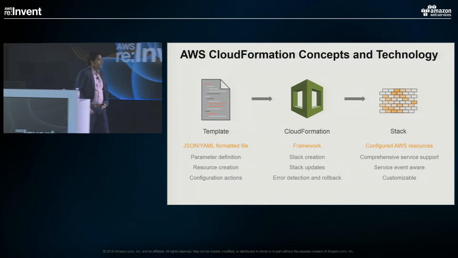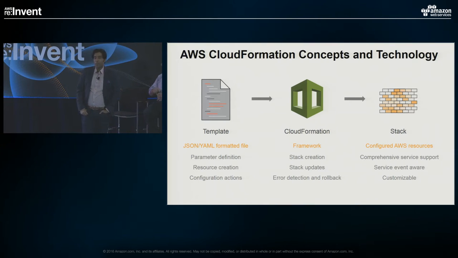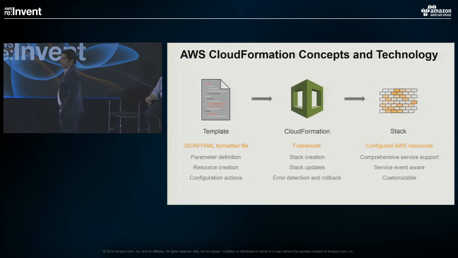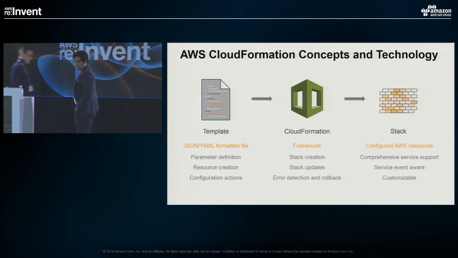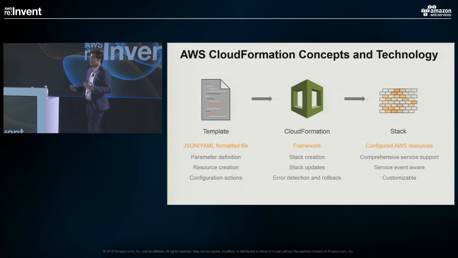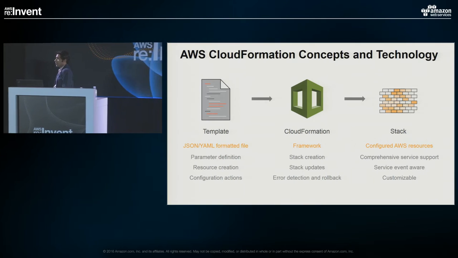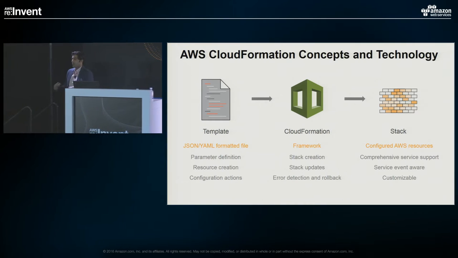So just a few tidbits on AWS CloudFormation. For CloudFormation, you start off by creating a template. A template is written in JSON or YAML. Through that, you're going to define certain parameters. You're going to create certain resources which relate to AWS services. And then you can define configuration actions which dictate what those resources can or cannot do.